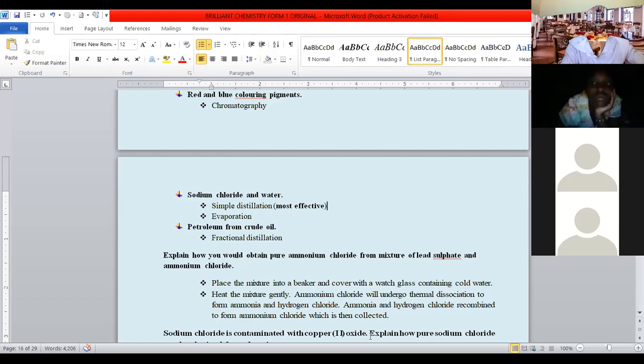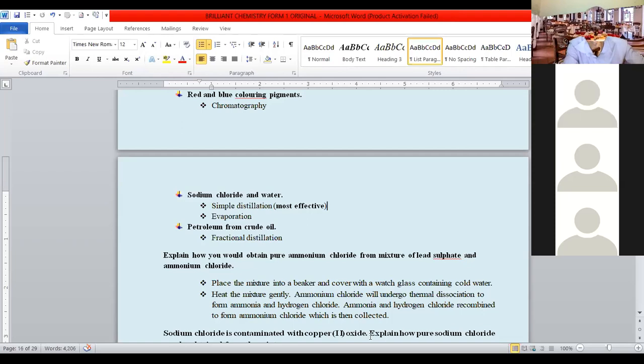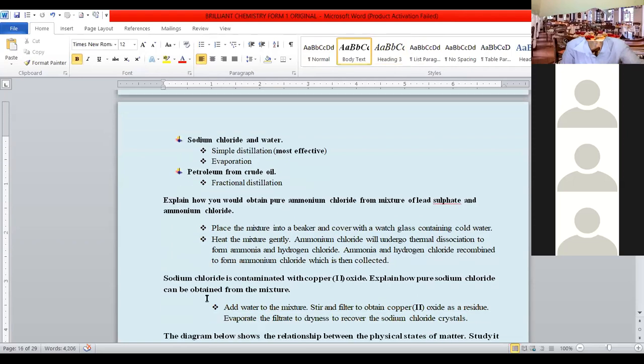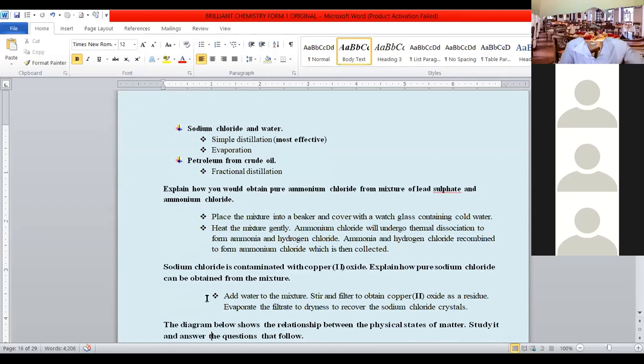So what you do, you heat the solution to evaporation. You heat the mixture to dryness, so that you remain with sodium chloride crystals. So let's check what I gave here. Add water to the mixture, stir and filter to obtain copper 2 oxide as a residue. Evaporate the filtrate to dryness to recover the sodium chloride crystals. So that is what you do.